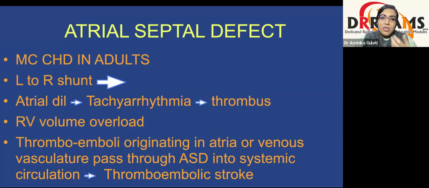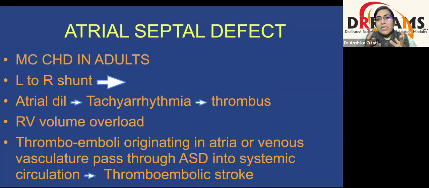And these patients are usually asymptomatic in childhood, and they present in adulthood with two major complications. One, there is pulmonary artery hypertension because of long standing increased blood flow to the pulmonary arteries. And second, because of atrial dilatation, there is stretching of the wall of the atria, which leads to tachyarrhythmias, mostly atrial flutter and atrial fibrillation.